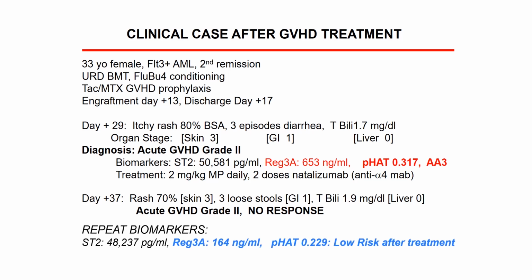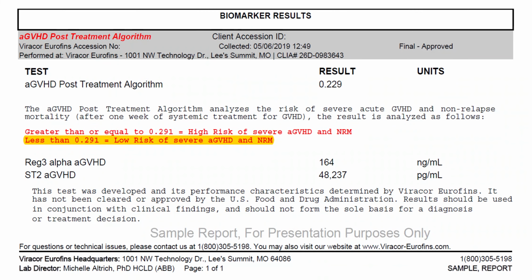But when we send the biomarkers, what we find is that the ST2 is still in the mid-range, but his REG3 alpha has come down significantly to 164 nanograms per ml. That gives him a p-hat of 0.229, so he's low risk after treatment. And so this is what you would see if you sent these results to Viracor.